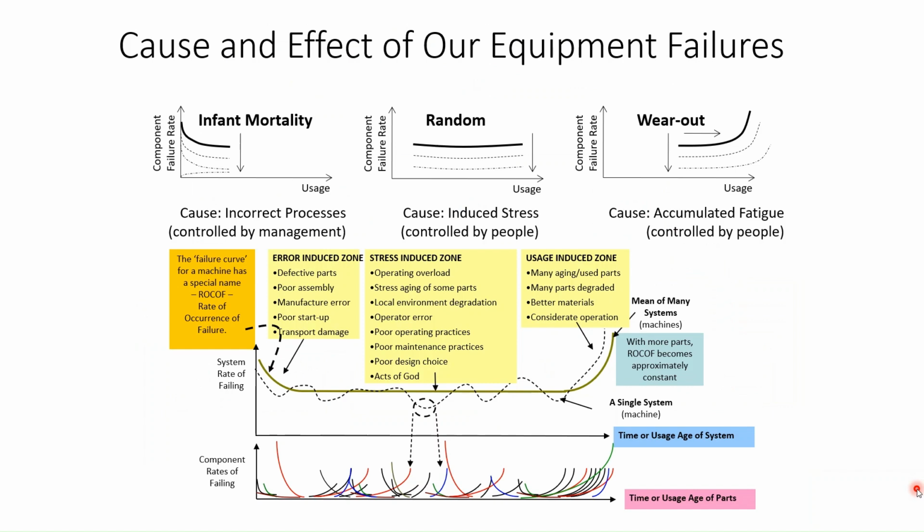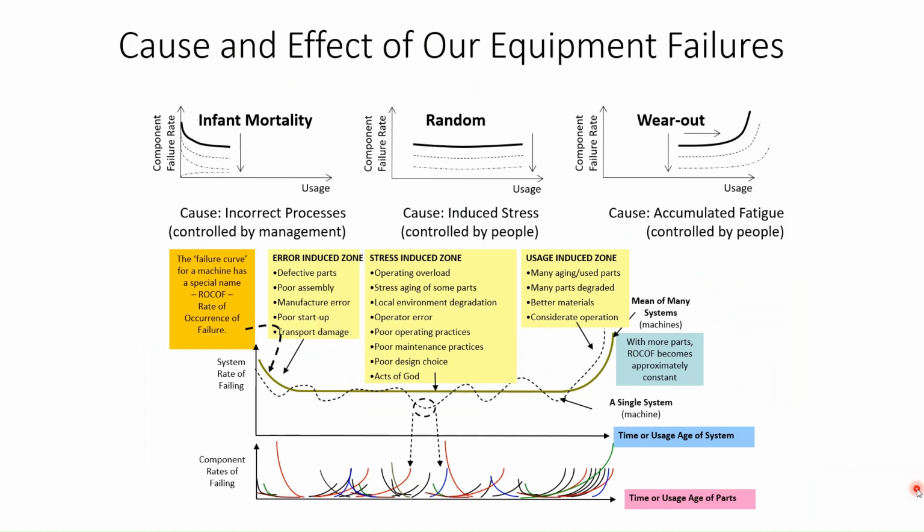Transport damage. Random failure zone cause: induced stress, controlled by operational and maintenance staff. The stress-induced zone includes operating overload, stress aging of some parts, local environment degradation, operator error, poor operating practices, poor maintenance practices, poor design choice, acts of God.